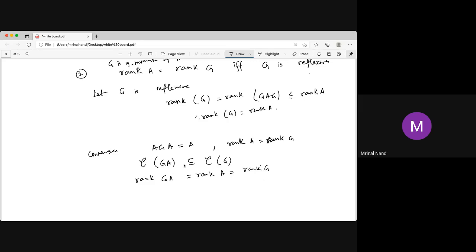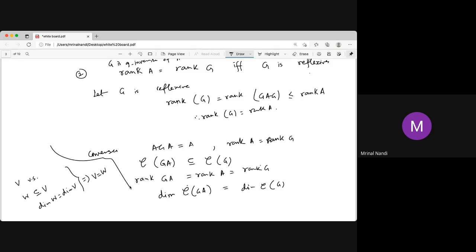And column space of GA is a subspace of column space of G. That means the dimension of the column space of GA is less than or equal to the dimension of the column space of G, but we assume the rank is the same, that means it is equal. Now what happens? If V is a vector space and W is a subspace, and if dimension of W is equal to dimension of V, then we can say that W equals V. A proper subspace cannot have the same dimension. If the dimension is equal, then the subspace is itself.